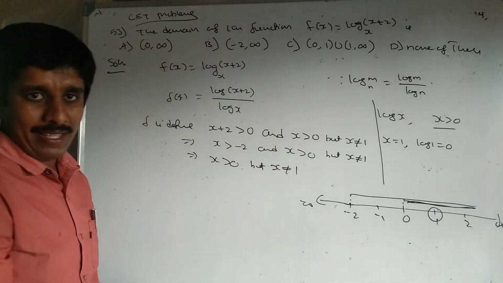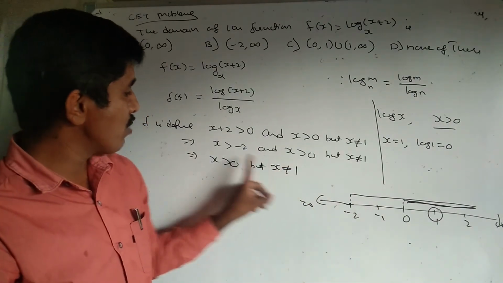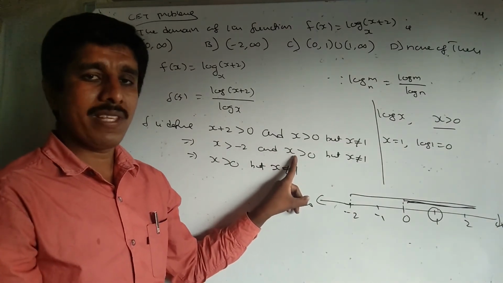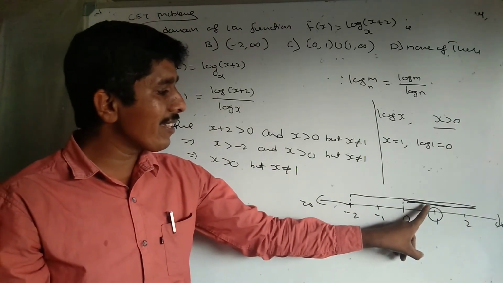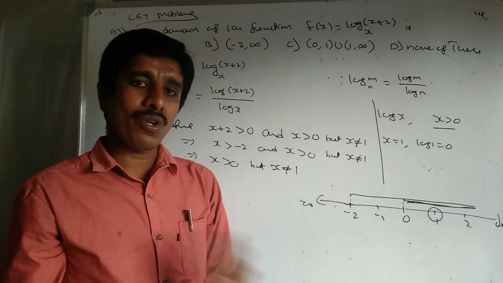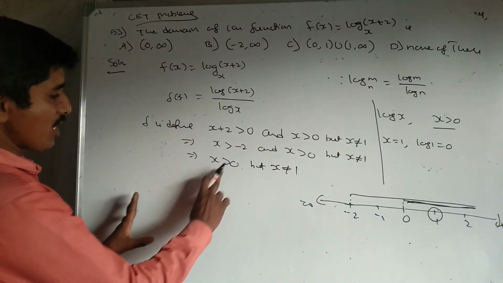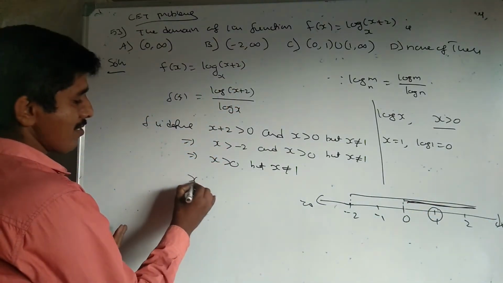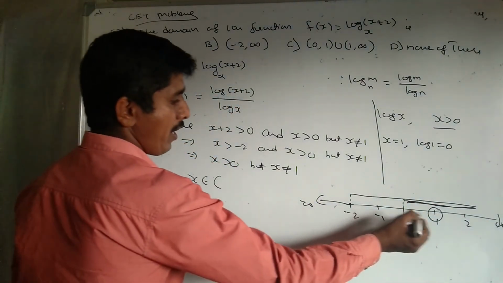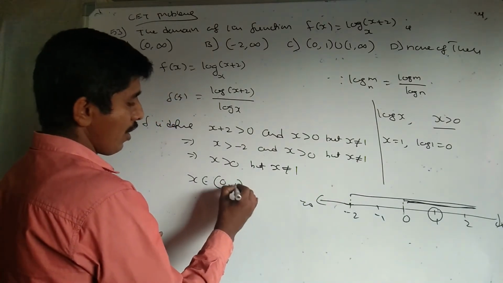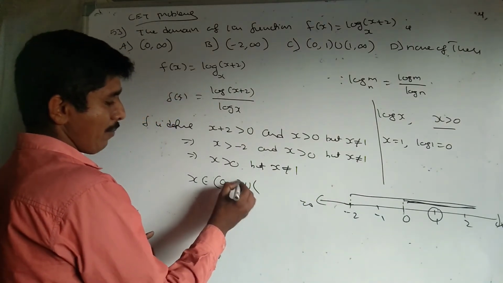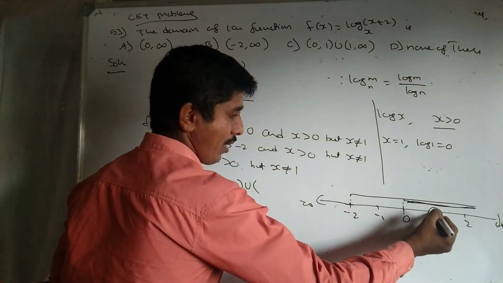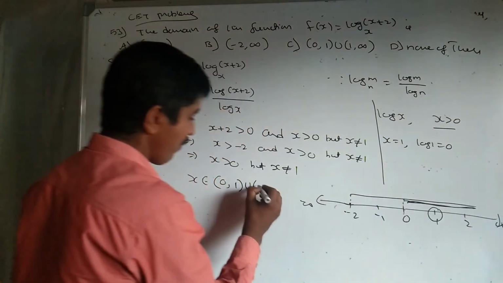Suppose you take x equal to minus 1, this case satisfies x greater than minus 2, but what about the other case? It does not satisfy. Therefore, x must be greater than 0, but x is not equal to 1. This means x goes from 0 up to infinity, but not including 1, so we write x belongs to the open interval 0 comma 1, where 1 is not included, union the open interval 1 comma up to infinity.